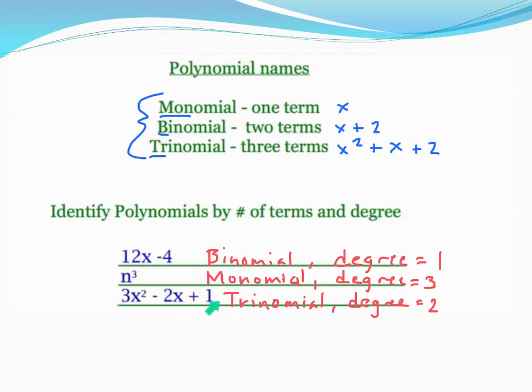So the last one here, this would not be a binomial because of the 2, but this would be a trinomial because we have 3 terms. But it would be a degree of 2 because my leading term has an exponent of 2. So that would be my degree. All right, hopefully you got those right.